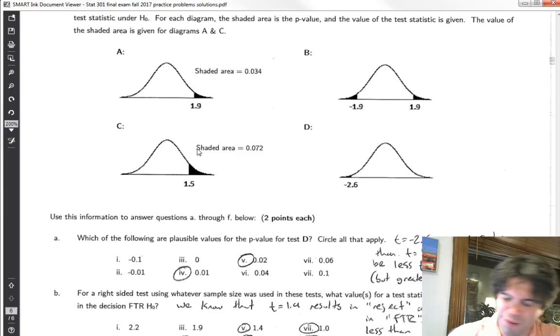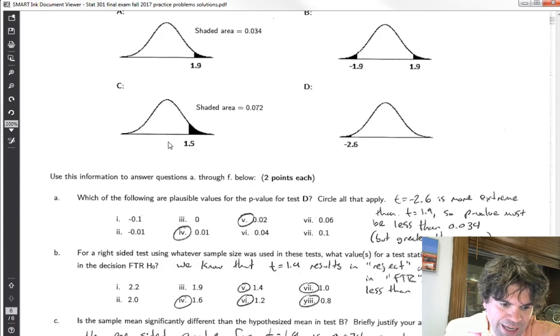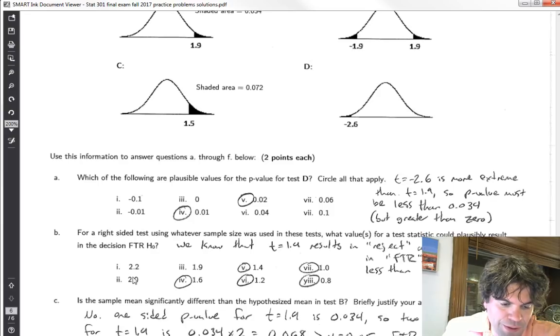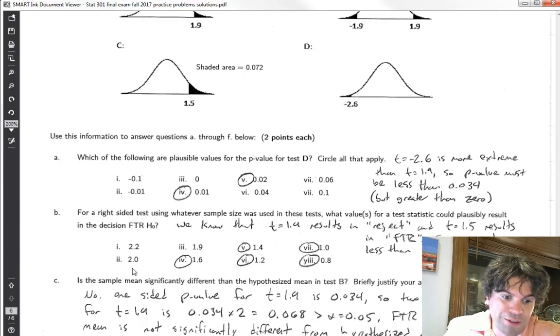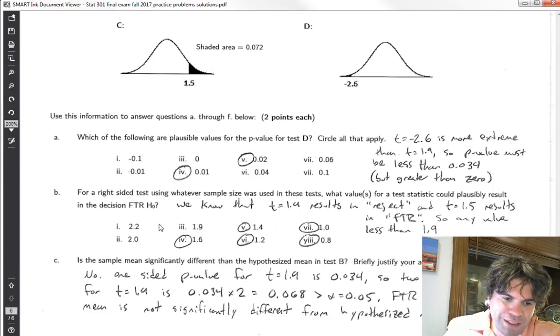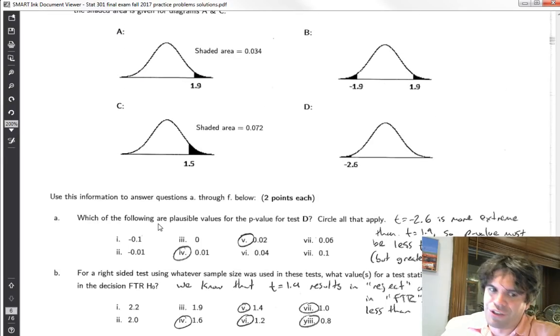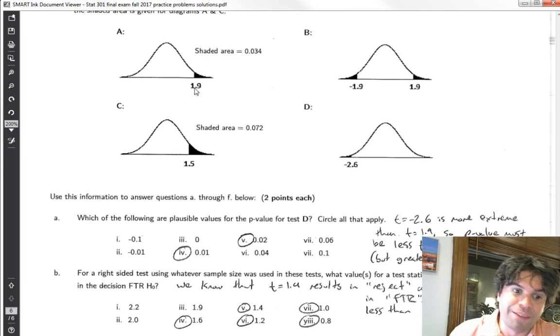So somewhere between there. And if I'm looking for test statistics that are going to result in fail to reject the null, I'm looking for ones that are smaller. So I know definitely test statistics smaller than 1.5 are going to result in fail to reject the null, because if my test statistic is smaller than 1.5, this cutoff is further towards the center of this distribution. My p-value is bigger. So let's see what we got going on right here. 2.2, 2.0, 1.9. It can't be any of those. 1.9 results in reject the null. 2.2 and 2.0 are bigger than 1.9. 1.6. Well, I don't know for sure, but 1.6 is closer to 1.5 than it is to 1.9.